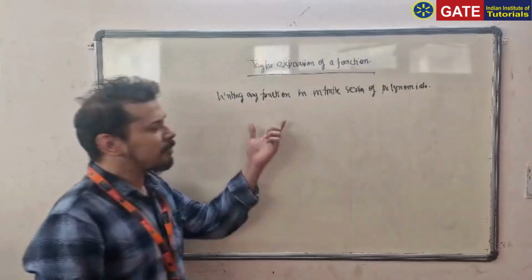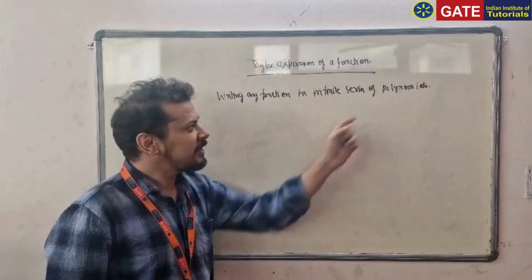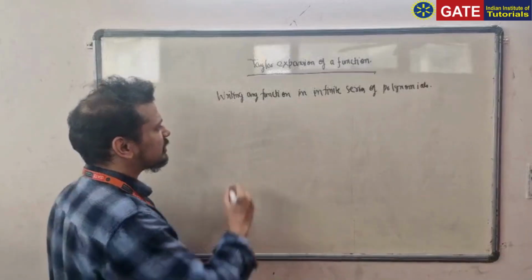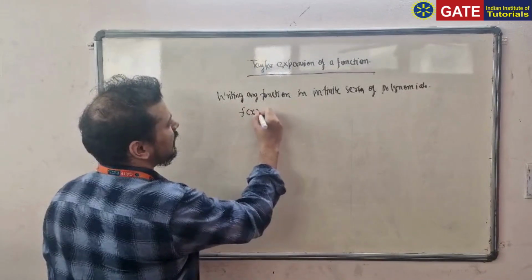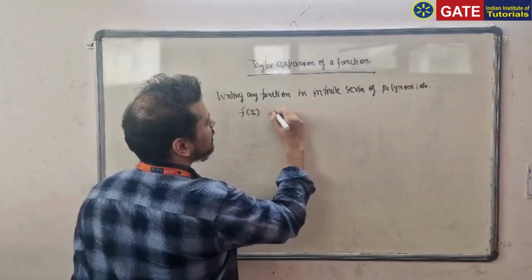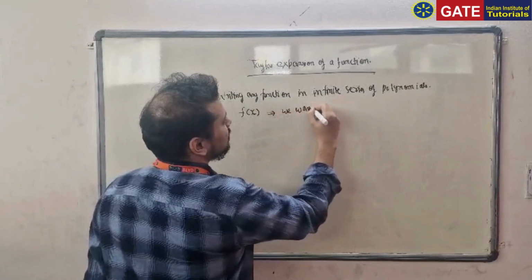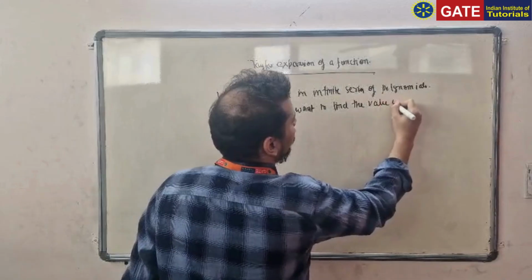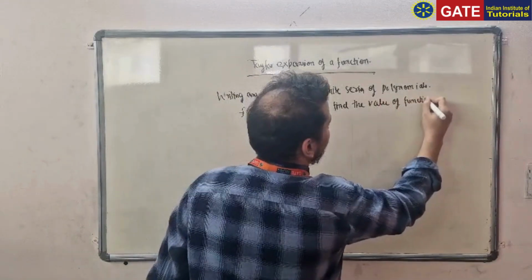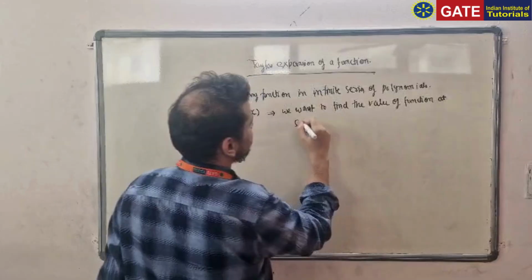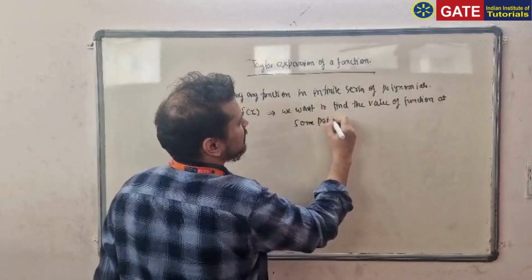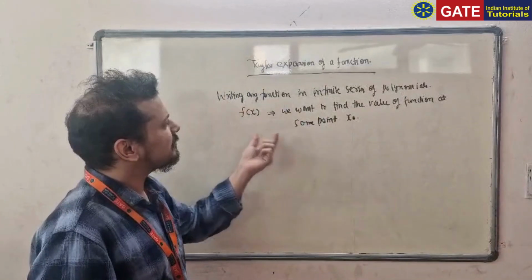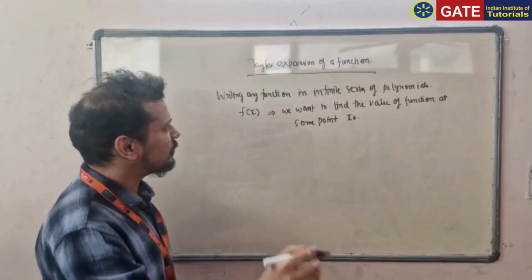Okay, if I want to write any complicated function in infinite series of polynomial, what I will do is Taylor expansion of that function. How to do Taylor expansion of a function? Suppose I have a function f of x and I want to find the value of that function at some random point x naught. How will we do the Taylor expansion of that function?